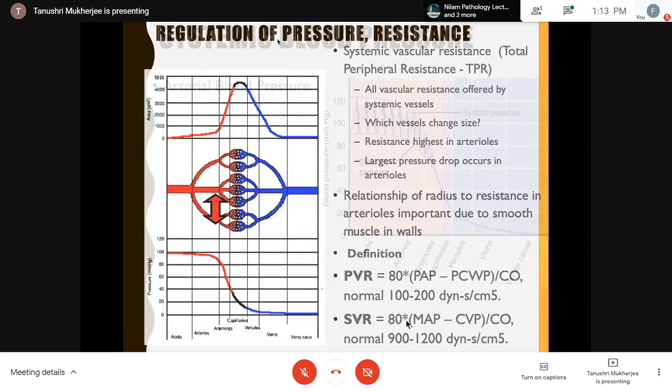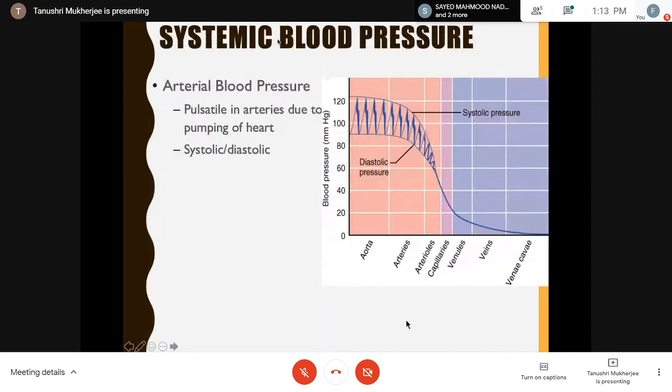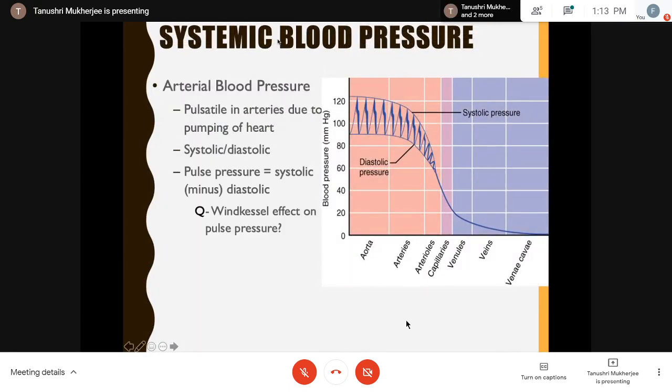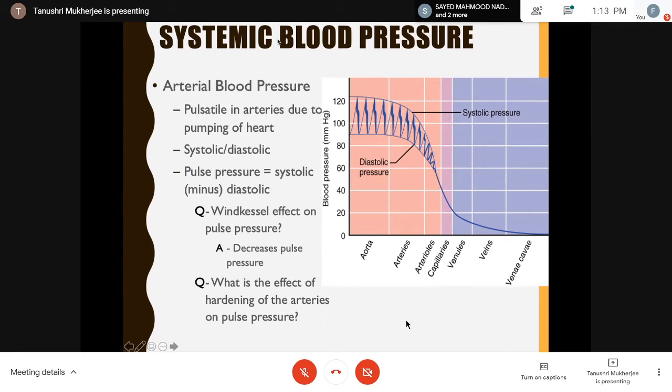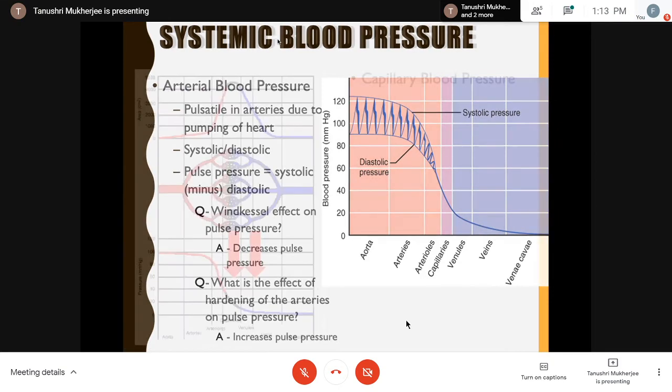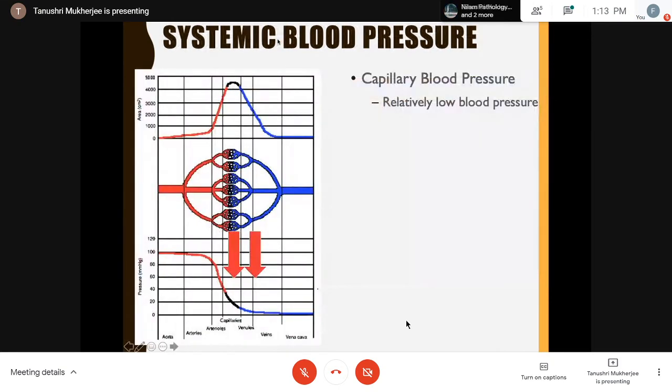So basically the systemic blood pressure and arterial blood pressure, as you know, systolic, diastolic pressure and the pulse pressure. As I discussed the Windkessel effect, the Windkessel effect decreases the pulse pressure, which is the difference between the systolic and the diastolic pressure. And the hardening of the arteries increases the pulse pressure. So this pressure regulation is important when we discuss the hypertension pathogenesis.